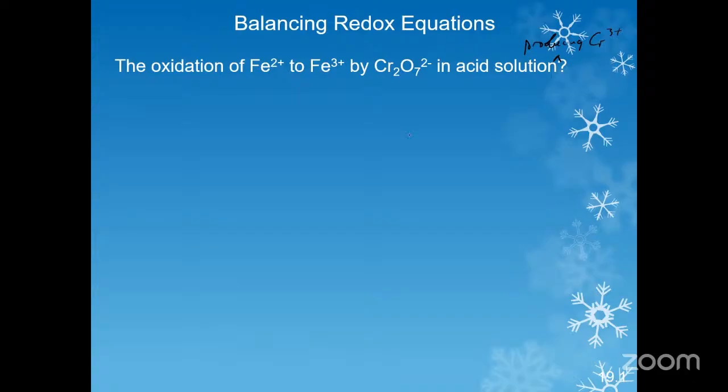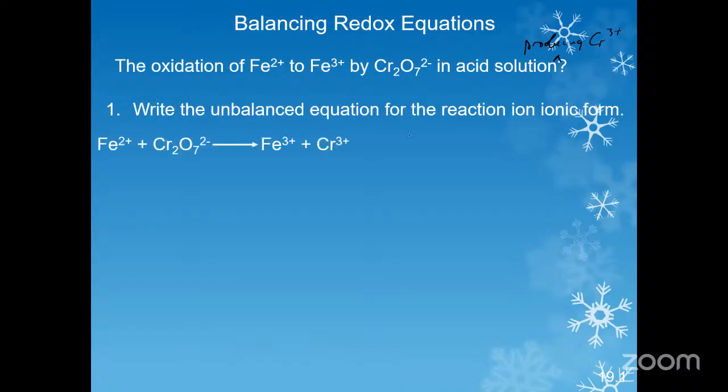Okay, so what would be the products? Now that we have identified the reactants, what would be the products? Fe3+ and Cr3+. Exactly. So basically, you're going to write down the unbalanced equation, where the Fe2+ and the dichromate are reactants, and the Fe3+ and the Cr3+ are the products, all right? Okay. So that's the first step.